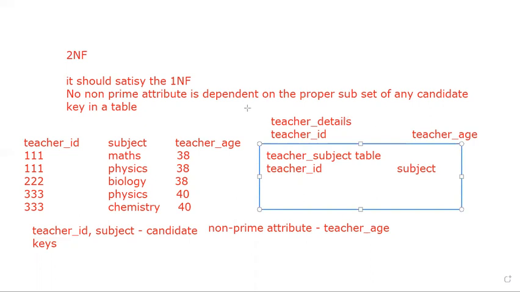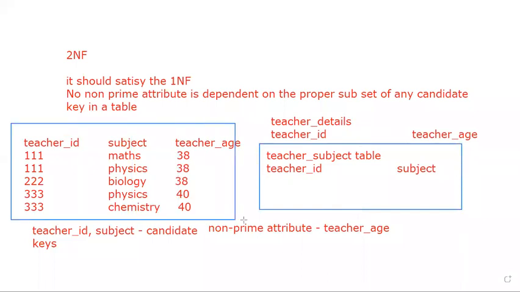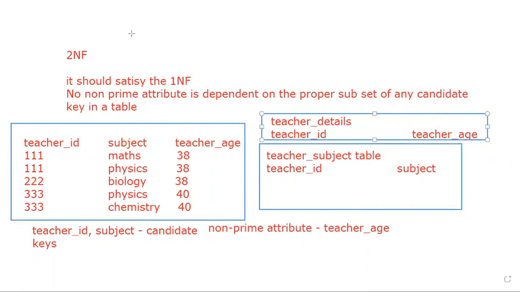I already have the data here, so that's why I am separating the data into different tables. Because of that, I may not use this table, but I can use this table. This is the advantage of second normal form.